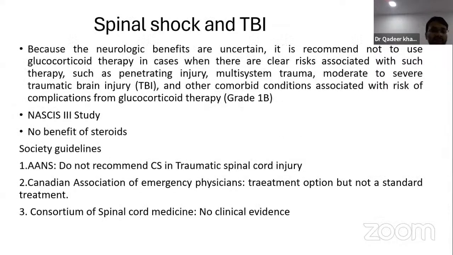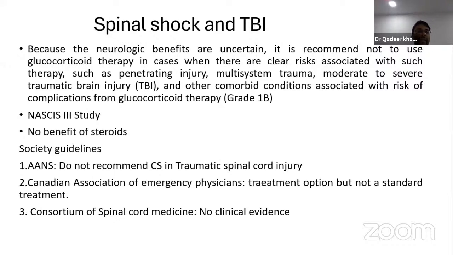As we all know, there is the question of the benefit of steroids in spinal shock and TBI. In TBI, we know that there is no role of steroids in traumatic brain injury. In spinal shock, the major landmark trial was NASCIS 3, which showed that even if given early, less than 3 hours, there was no improvement in recovery of motor power and so on. Mortality and morbidity were almost the same. These guidelines show that NASCIS 3 found no benefit of steroids in traumatic spinal cord injury.